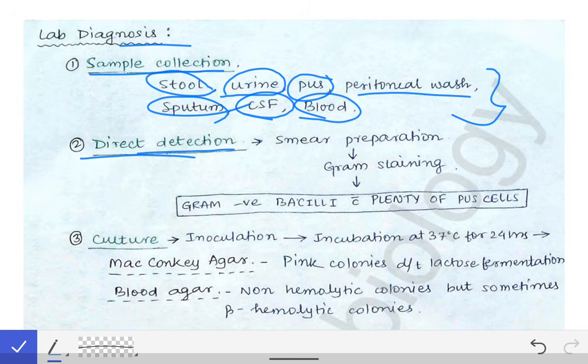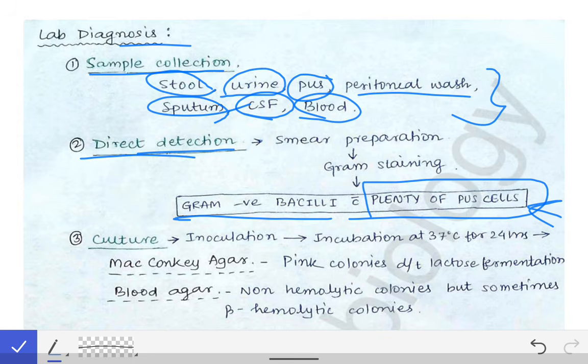After gram staining we see gram negative bacilli with plenty of pus cells. Note here that we see plenty of pus cells in direct detection but not in the culture smear. The culture smear shows only the bacteria but not the pus cells, because pus cells are always present in the fresh specimen. Once the specimen is poured over the culture media, these pus cells are destroyed and not seen anymore.